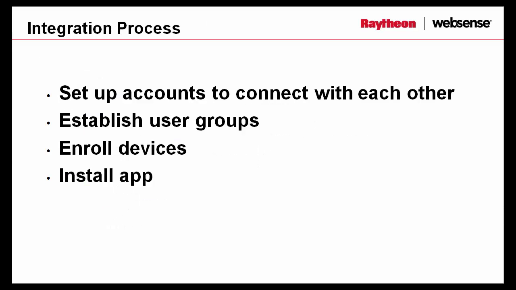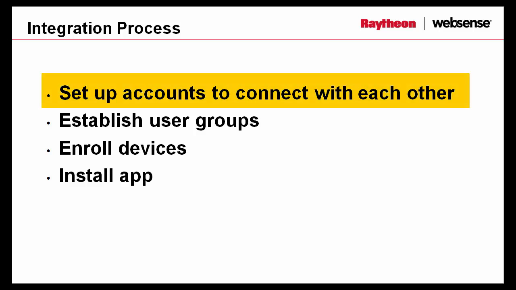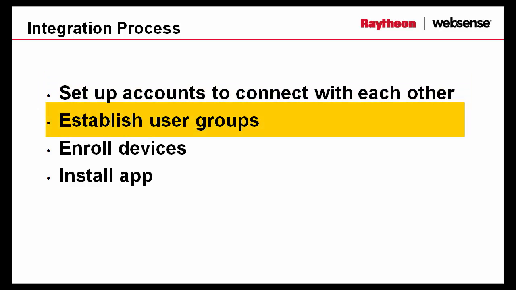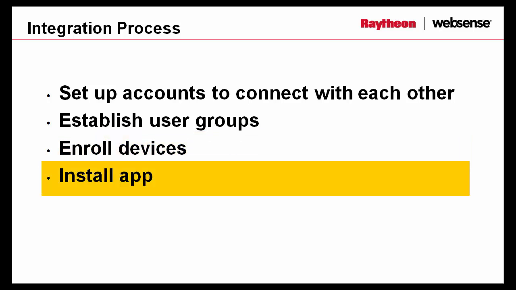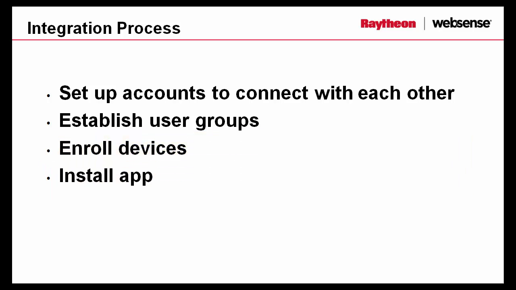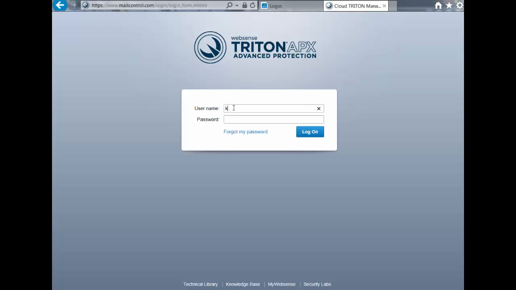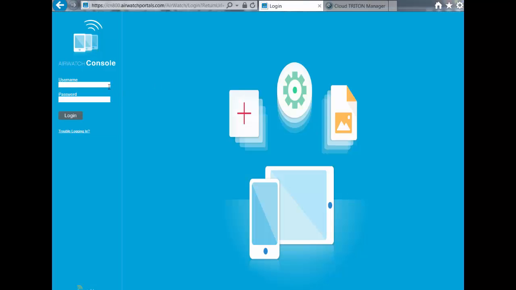The overall integration process involves setting up your Raytheon Websense and AirWatch accounts to connect with each other, establishing user groups, enrolling your end users' devices with the AirWatch MDM, and installing the Mobile Solutions app on user devices. You'll do most of this in the Raytheon Websense Cloud portal and the AirWatch console. Let's begin by opening each in a separate tab, since you'll need to access both to connect the two systems.